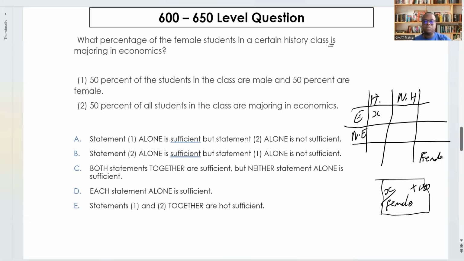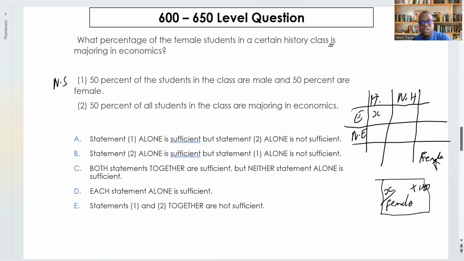And so let's proceed to the statements and assess them, because now we know what will help us to determine sufficiency. 50% of the students in the class are male, 50% are female. So that statement tells us nothing about the number of female students, neither does it give us any information about those in the history class who are also doing economics. It only says 50% are female and 50% are male. We could have 10 male students, 10 female students, or 50 female students, 50 male students, 100, 200. But then how many of them are majoring? So straight away, you don't even need to do much thought to it, and we can see that this statement alone is insufficient.